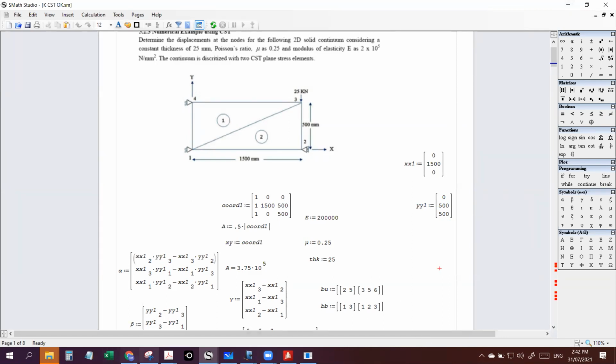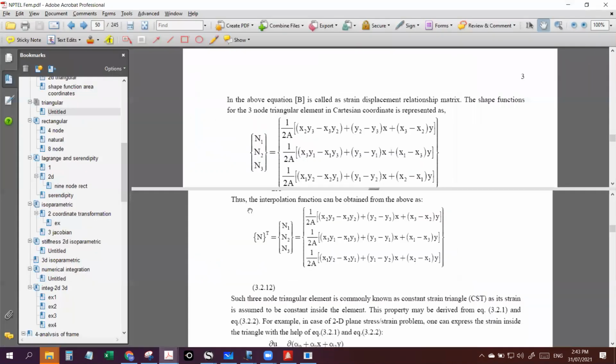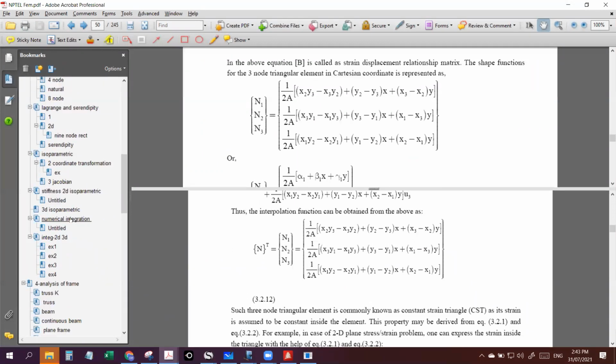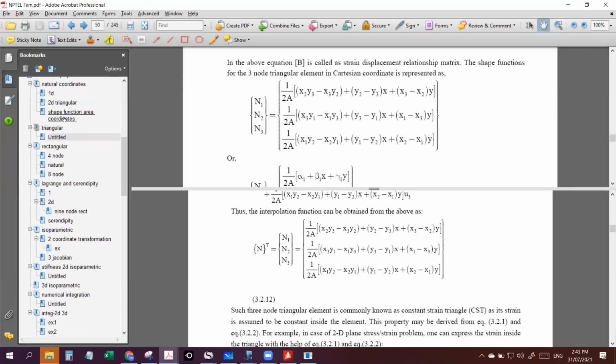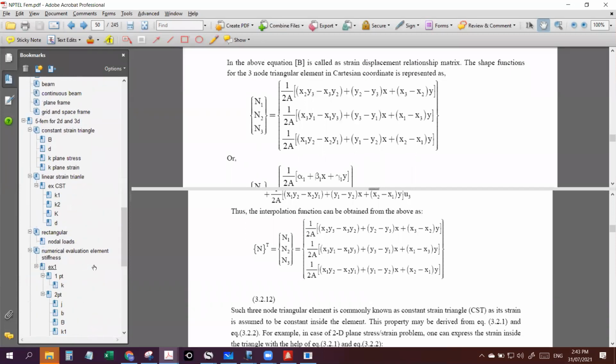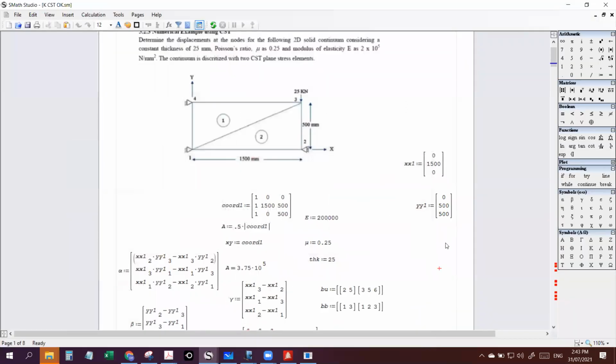Anong page pa to? This is page 174. Page 174.